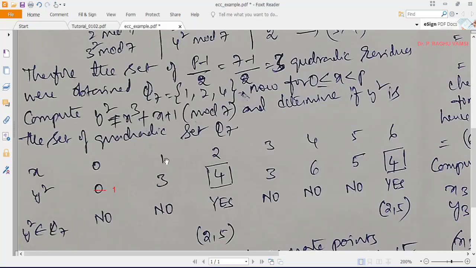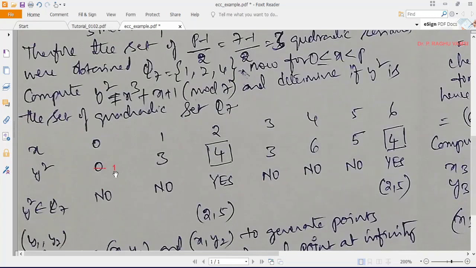Whenever you substitute this value 1 in this equation, 1 cube plus 1 plus 1, that is 3 mod 7 is 3. Next 2 value, 2 cube plus 2 plus 1 mod 7, it will become 4. Next 3 cube plus 3 plus 1, it will become 3. 4 cube plus 4 plus 1, it will become 6. Like that 5 cube plus 5 plus 1, it will become 5, because the resultant value should be moduloed with 7. So 6 cube plus 6 plus 1, it will become 4.